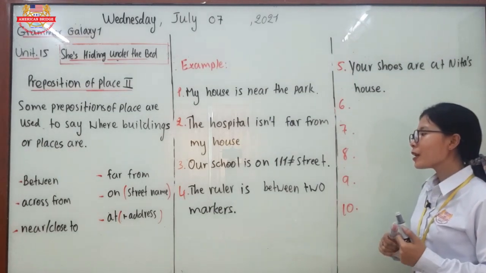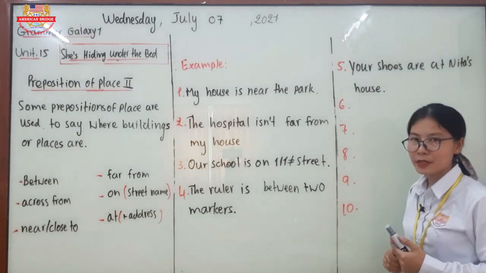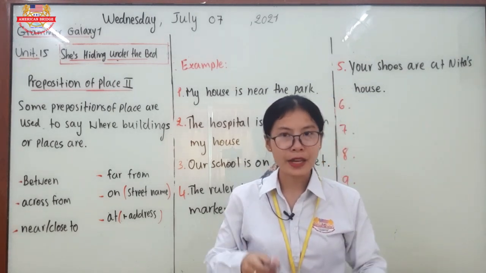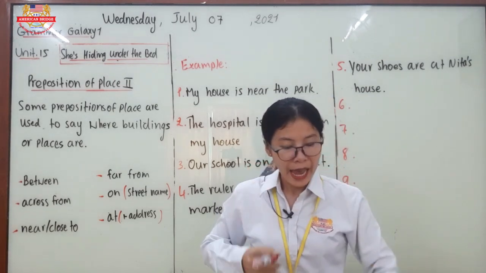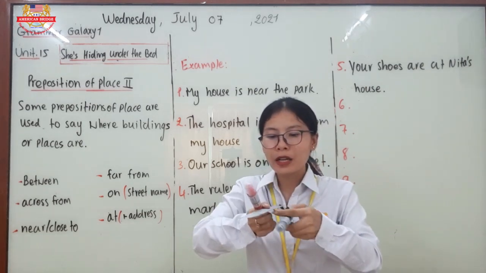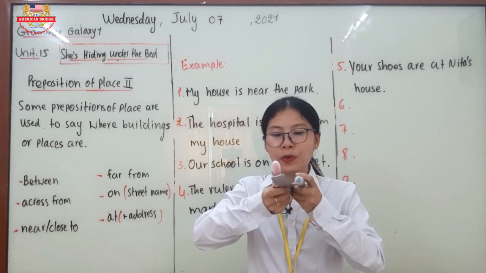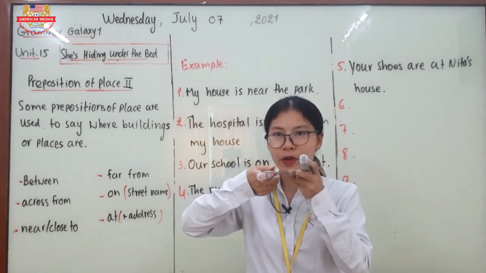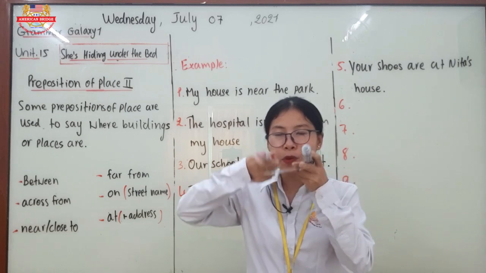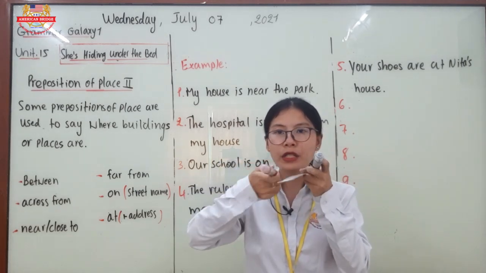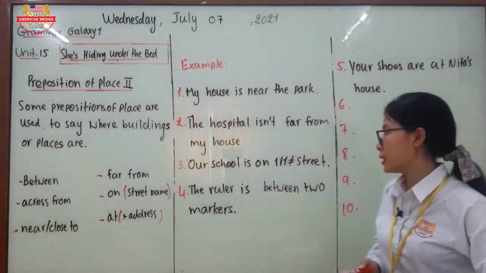Alright, so the ruler is between two markers. Like I mentioned already, here are two markers, right? And then when one ruler comes between two of them, we can say between, right? It's in the middle, and then you can say the one between, right? Between two markers. So where is the ruler? It is between two markers, like this.